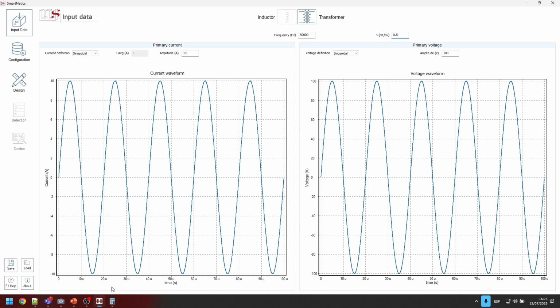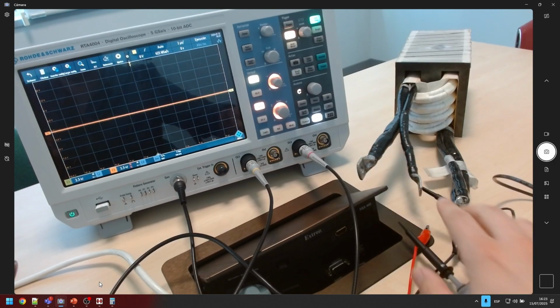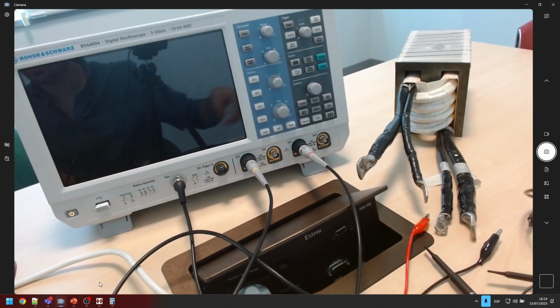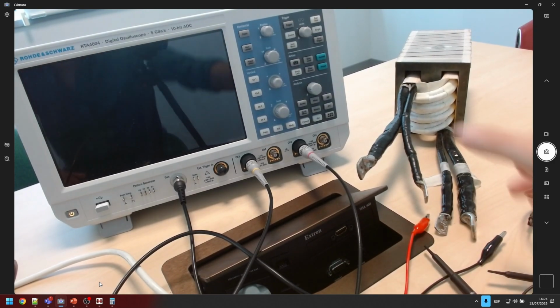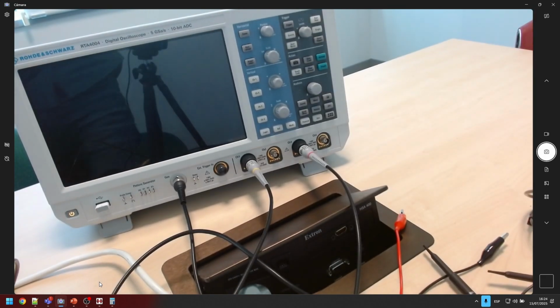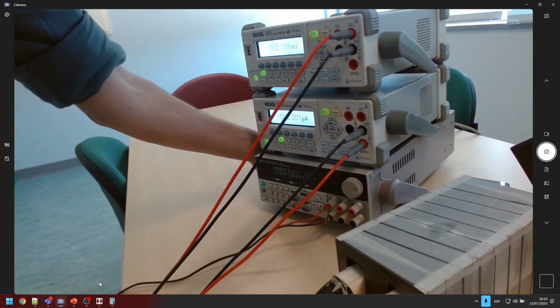I will move back to my camera. I will take out the oscilloscope. I'm not going to need that anymore. And I'm going to move this one. This is quite heavy. Okay. And for this measurement, instead of an oscilloscope, I'm just going to use a DC source and 2 multimeters.